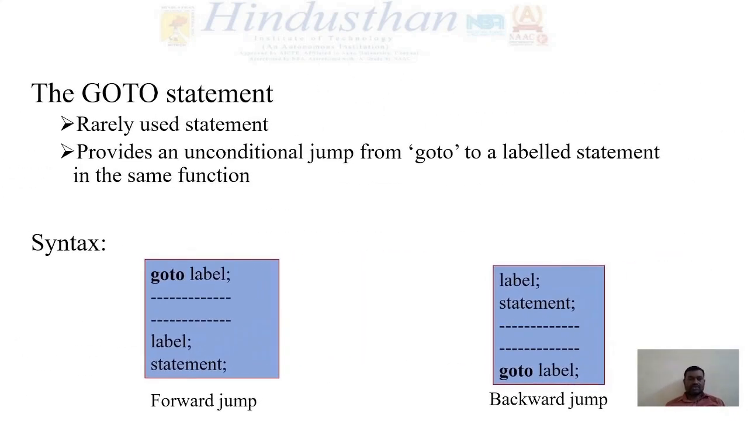So finally the go to statement. So this is a rarely used statement, and it is an unconditional jump from go to. Okay. So see here, this is the syntax of the go to statement. Go to label. Okay. Then again you are going to finalize with the label and statement. This is the forward jump, and if the go to label is present at last, then this is nothing but a backward jump.